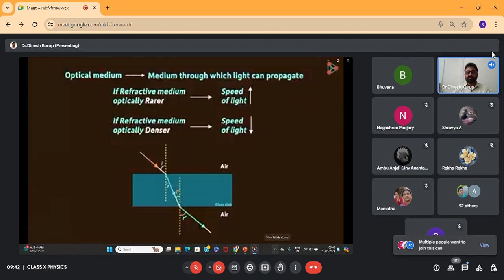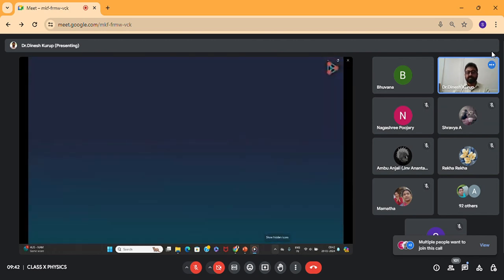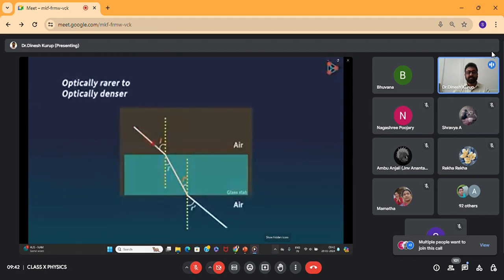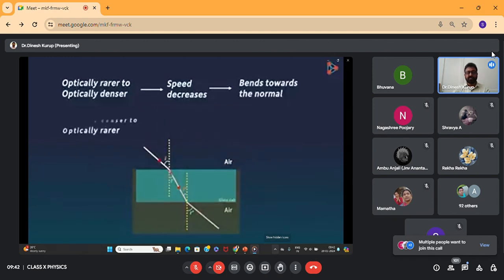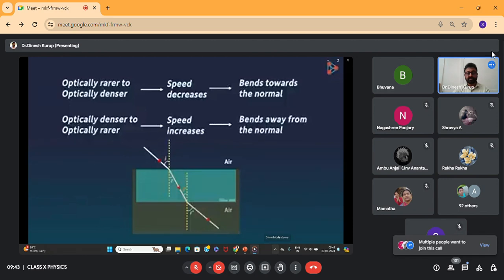So what do we understand by this? How can we summarize it? When light is traveling from an optically rarer medium to an optically denser medium, its speed will decrease and it will bend towards the normal. Whereas when the light is traveling from an optically denser medium to an optically rarer medium, its speed will increase and it will bend away from the normal.